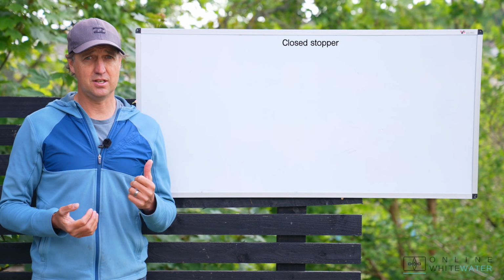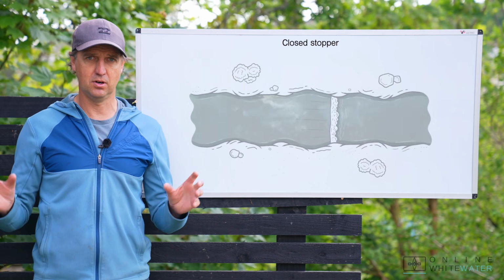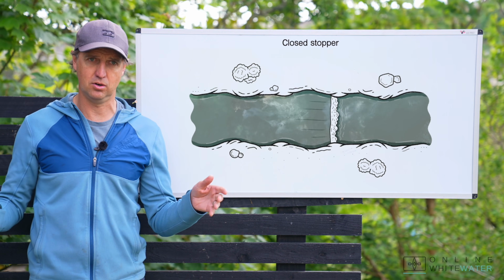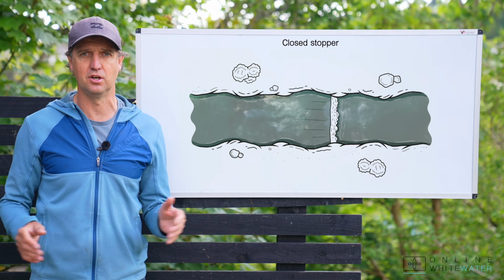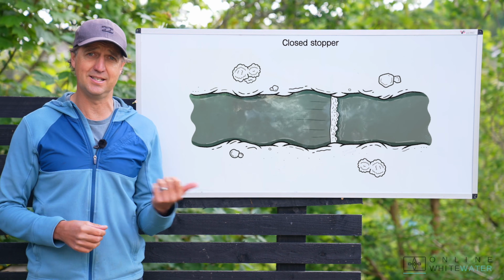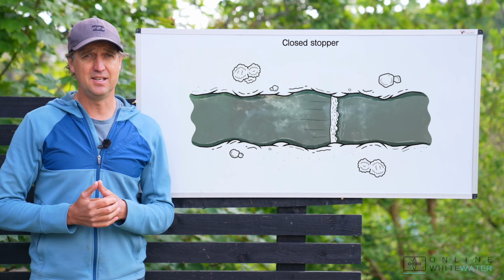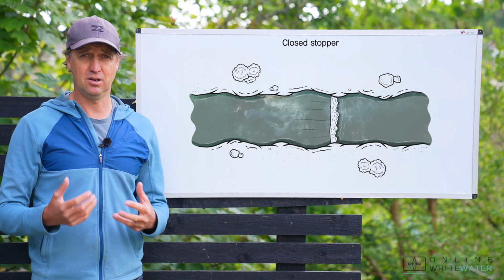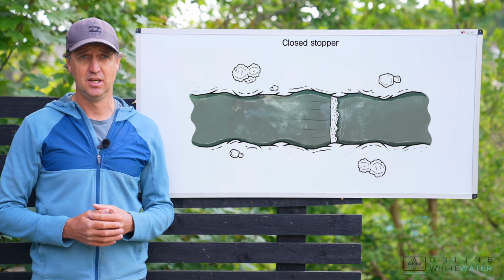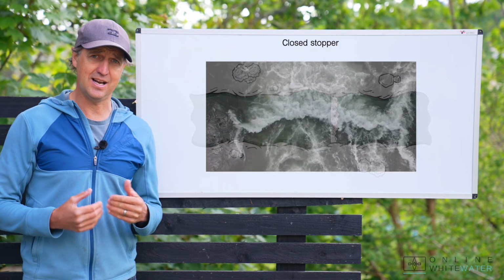So let's first consider a closed stopper. This is where we've got a physical barrier, be it a rock or a man-made feature, at either end of the stopper. So there's no natural way to get out of the stopper other than through the towback. These are particularly hazardous because we can't use the shape to our advantage. You don't very often find these naturally on a river.